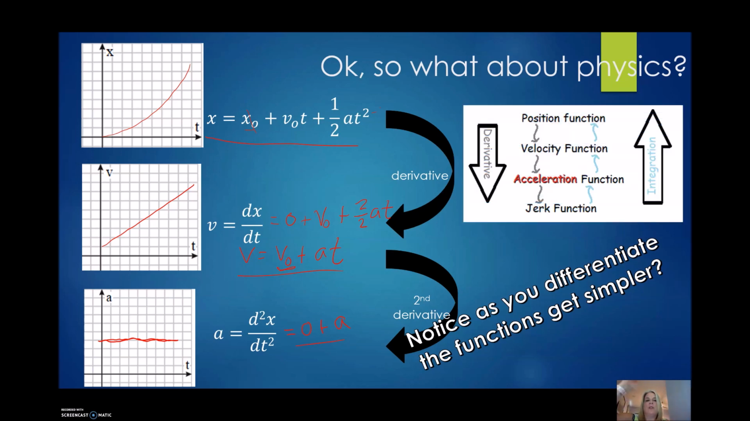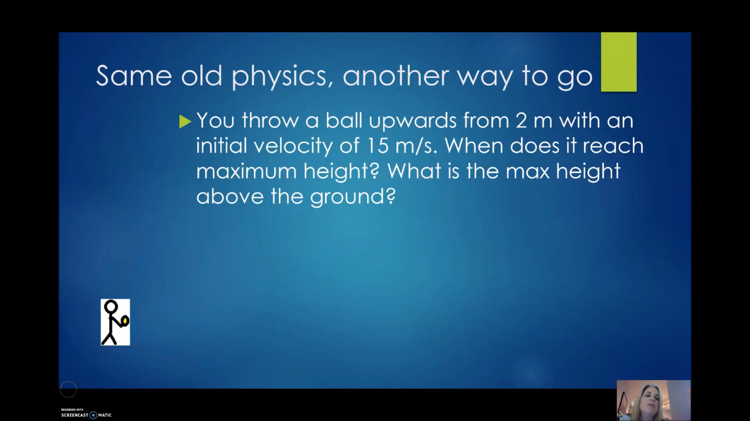So the derivative of position versus time gives us velocity. The derivative of velocity versus time gives us acceleration. And the derivative of acceleration is called the jerk function. And then actually there's snap, crackle, pop, but we won't talk about those. Calculus also gives us another tool for solving problems. For example, you throw a ball upwards from 2 meters with some initial velocity, and we want to know the time to reach maximum height and what the maximum height is.